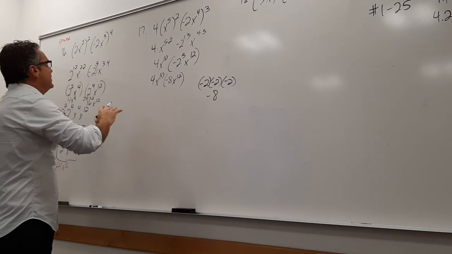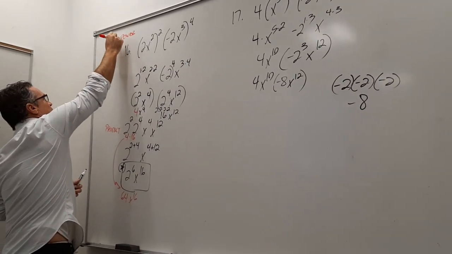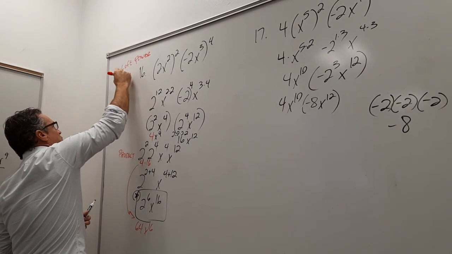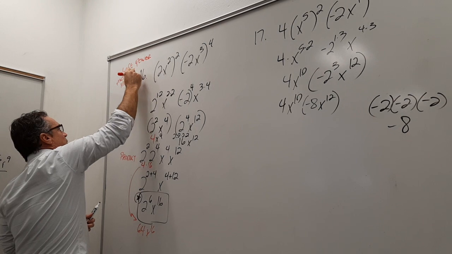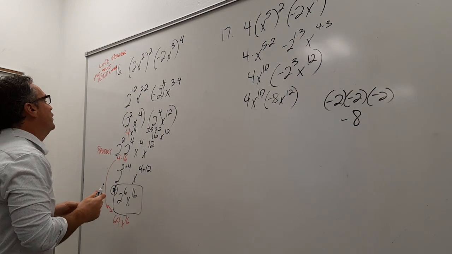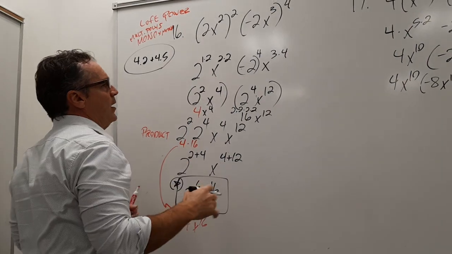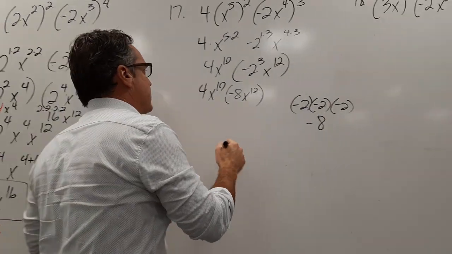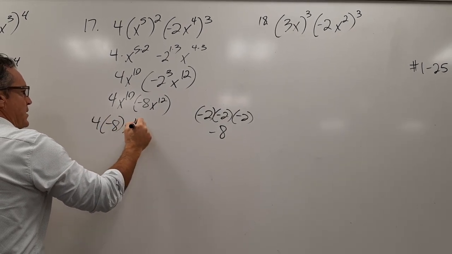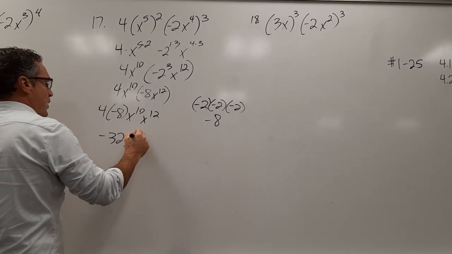What's interesting, in 16, 17, and 18, we're kind of combining the laws of exponents power rule with the multiplication of polynomials, with the mono times the mono. So we're taking two concepts, and in essence, on these ones, we're really looking at section 4.2 and 4.5, combining here. So we come back to this, and we're going to have numbers with numbers, 4 times negative 8, and x's with x's, x to the 10th and x to the 12th. This makes negative 32 x to the 22nd.